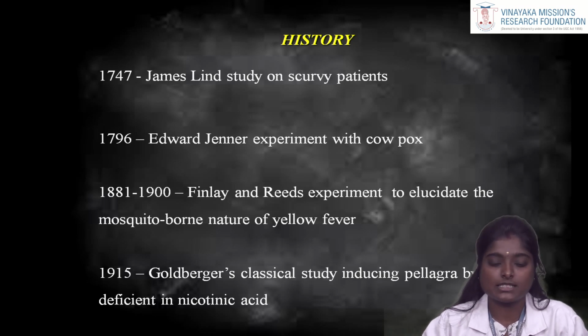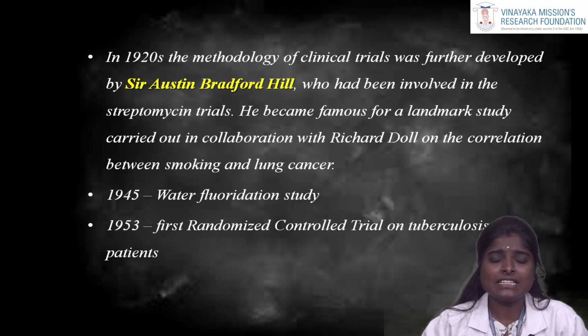In 1796, Edward Jenner experimented with cowpox. He injected cowpox into an 8-year-old child, and he found that cowpox gives immunity against smallpox. So this was the breakthrough in public health history. In the 1920s, the methodology of clinical trials developed, which we already know, with the streptomycin trial, and he became famous for a landmark collaboration with Richard Doll on the correlation between smoking and lung cancer. And in 1953, the first randomized control trial on tuberculosis patients was conducted.